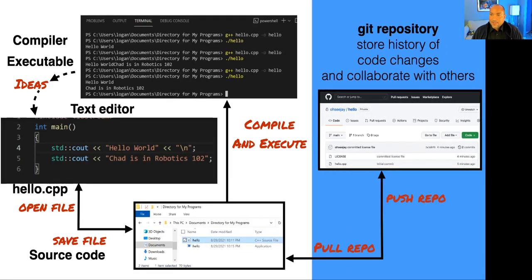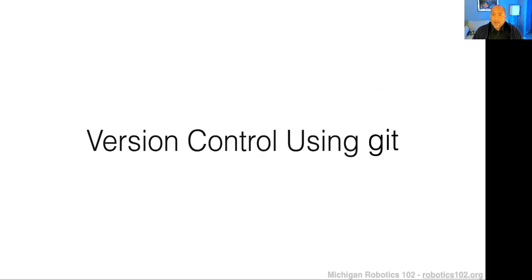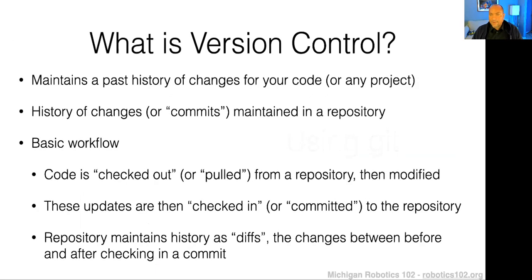A Git repository stores the history of code changes and also allows us to collaborate with others. In my case, I created the Hello repository, which has both hello.cpp and my license file as well. I want to talk a little bit about version control using Git. Git is just one of many systems for doing version control, although it is by far the most widespread in use right now.